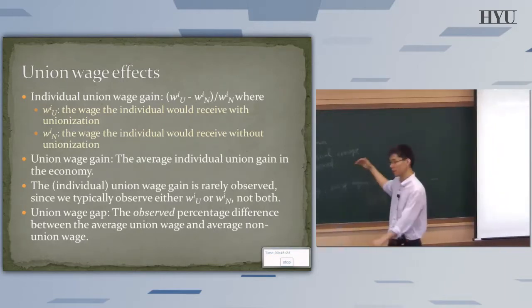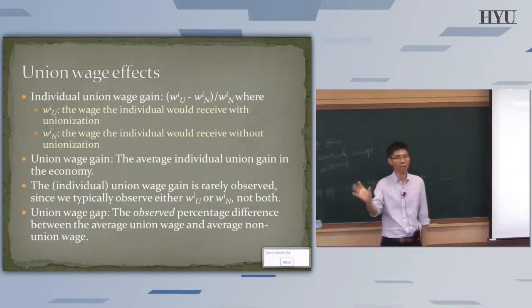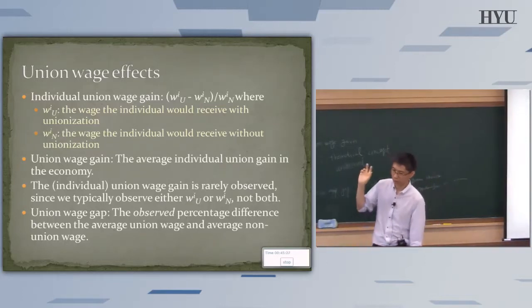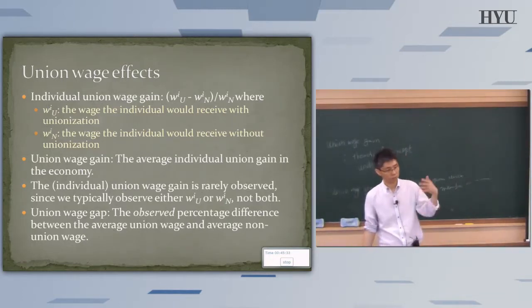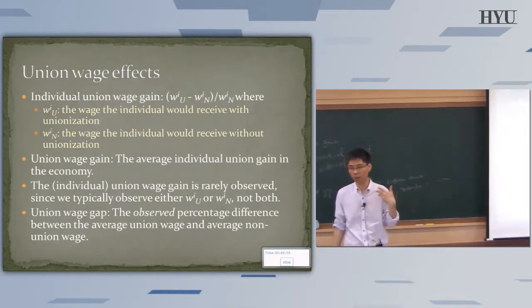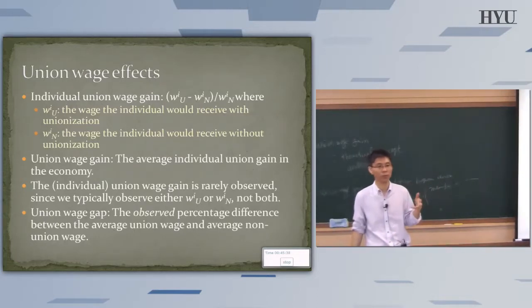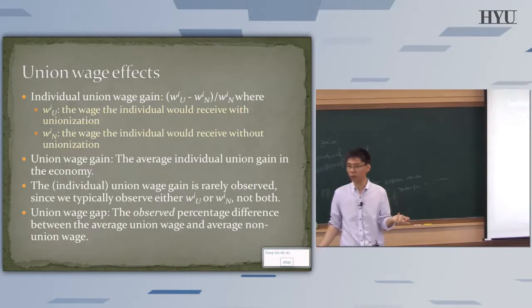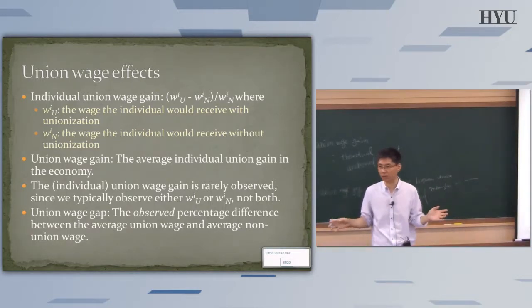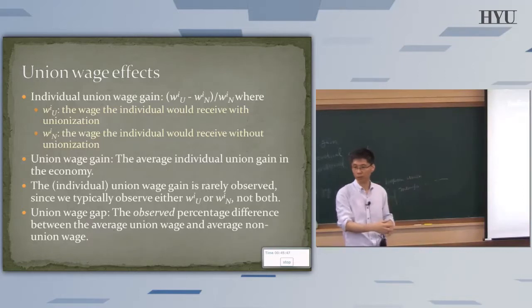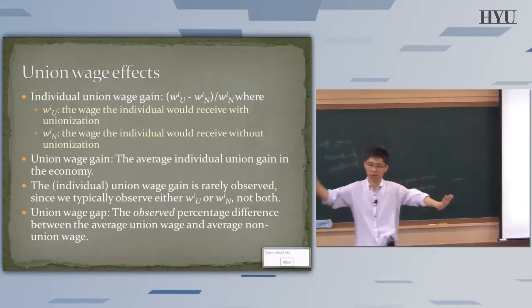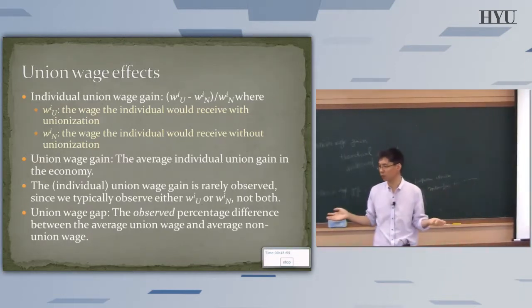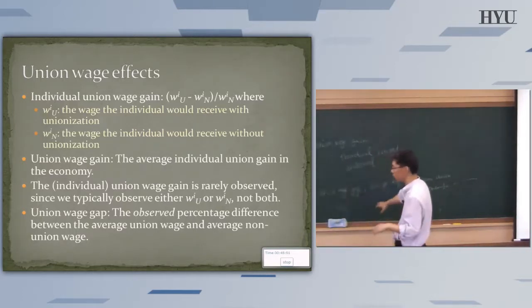Union wage gain is the question of how much the Samsung Electronics workers would get if they were unionized. And to get the union wage gain for Hyundai Automobiles, we should know how much they would get without the union. Union wage gap you can actually see. It's easy. Average wage of Hyundai Automobiles minus average wage of Samsung Electronics, because one group is unionized and the other group is non-unionized, divided by the average wage of the non-union Samsung Electronics workers. That is the union wage gap.